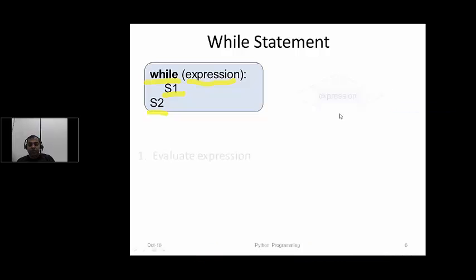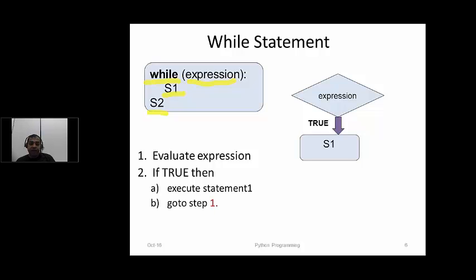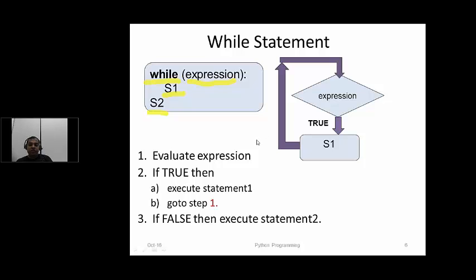So let's come back to the evaluation of the while statement. First thing you do is evaluate the expression. If it evaluates to true, then you execute statement S1, and then you go back to step 1, which is evaluation of the expression. Typically the body will modify the constituents of the Boolean expression, and therefore in the next iteration it can happen that the expression evaluates to false. In case the expression evaluates to false, then you directly jump onto the statement S2, you skip over the body of while.